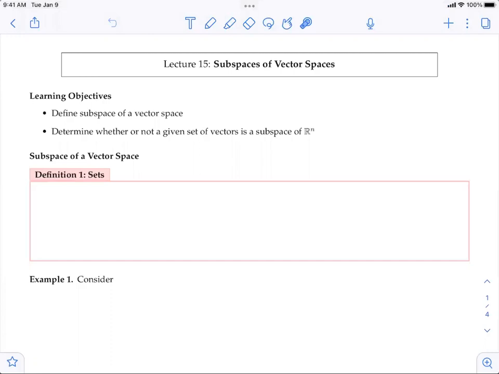Before we write down the definition of a subspace of a vector space, I just want to give you the definition of a set. Even though in the last two lectures we talked about sets of vectors, we haven't really defined a set. So a set is just a collection of objects, and the objects are called elements.